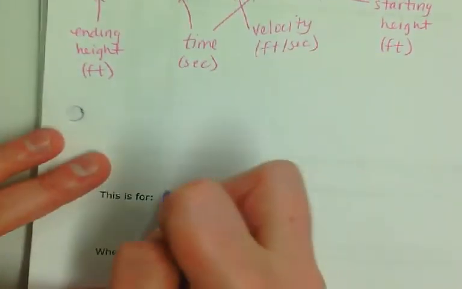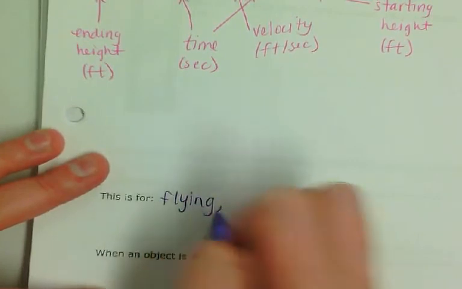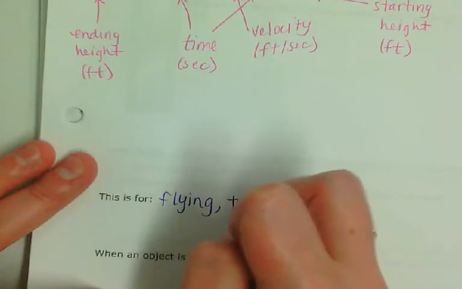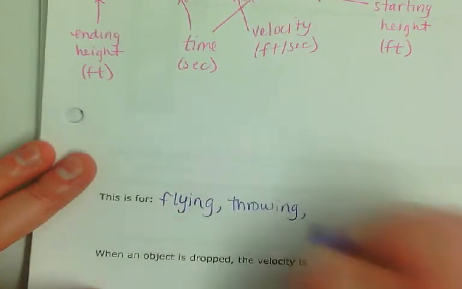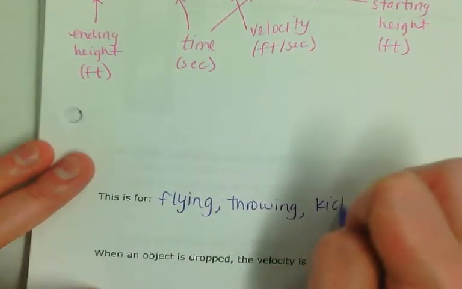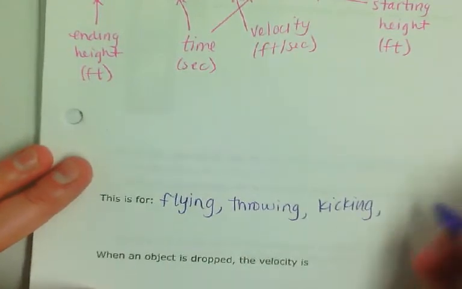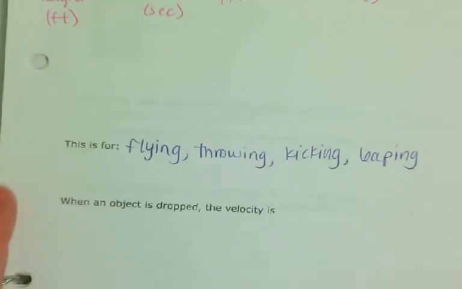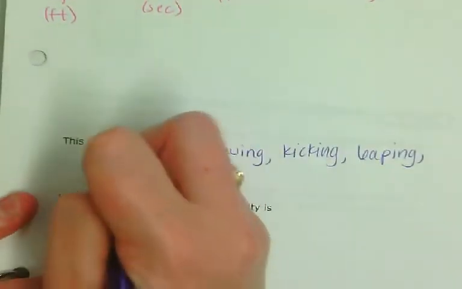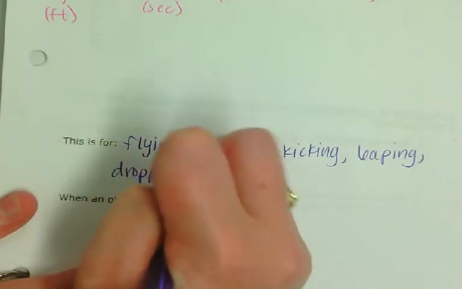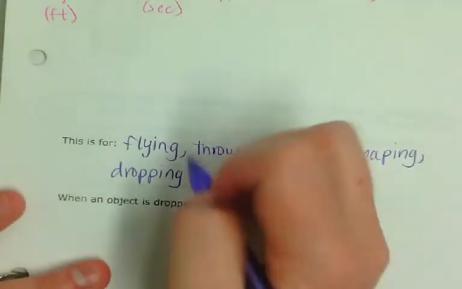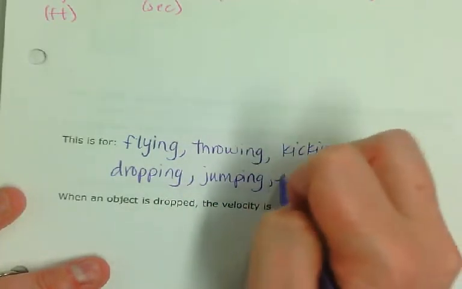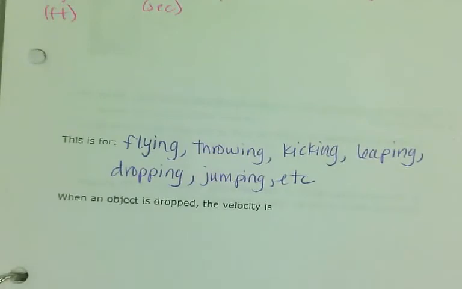So we use this for something flying through the air. A paper airplane flying through the air. Something being thrown, so someone throwing a football, a baseball. Someone could be kicking, something like a soccer ball. A frog could be leaping off of a lily pad. Something could be dropping. You could drop a paintbrush off of a ladder. Something could be jumping, so a cricket could be jumping, etc., etc., etc.